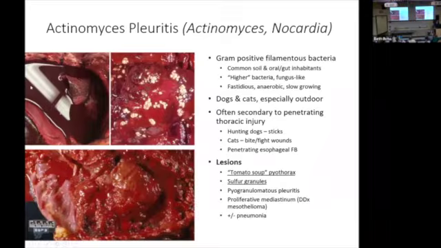So here's the tomato soup pyothorax. Not really hemorrhagic. It doesn't really look like blood, right? See how cloudy it is? It looks like tomato soup. And it can be chunky. You can have these little granules in it. These are actually colonies of bacteria because they're filamentous. They kind of stick together and form wads. That's what sulfur granules are. It's not really sulfur bacteria.